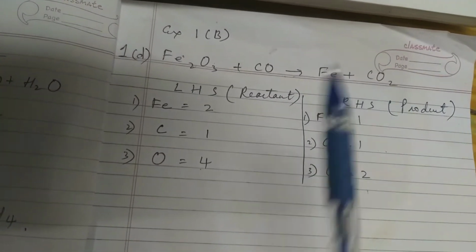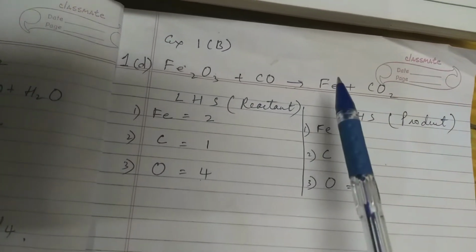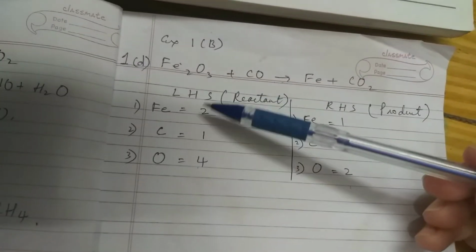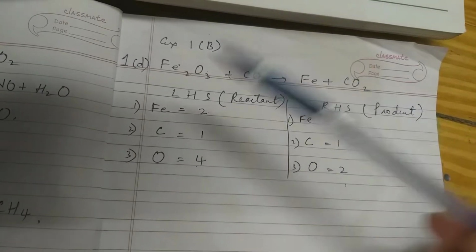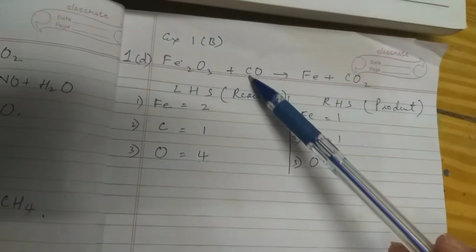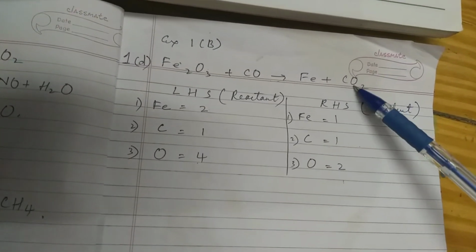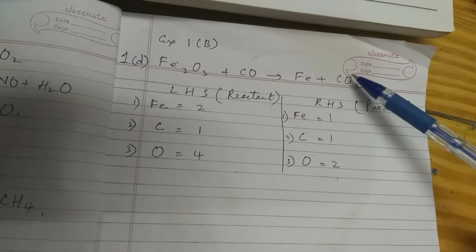So I have taken this reaction which is in your book. Ferric oxide plus carbon monoxide is equal to iron plus carbon dioxide. Now I have taken all the elements which are involved in this reaction. So iron is involved, oxygen is involved, carbon is involved, and oxygen again is involved. And on the right hand side also you can see that iron, carbon and oxygen.